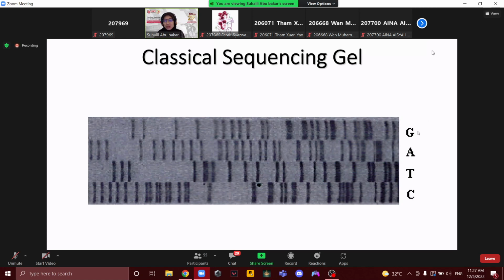Because it only has ddG, it will show you only the C sequence. If it uses G, ddG, it means this is C. If this is a G reading, it means it will use ddC. Understand or not? This tube must contain ddC. This tube must contain ddT. Understand? Respond a bit, understand or not?